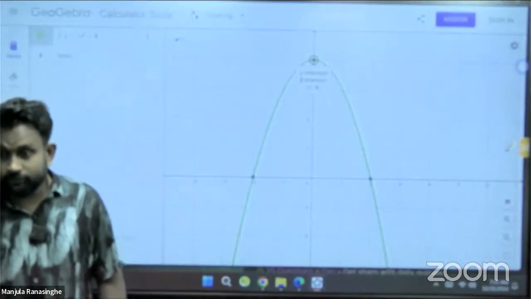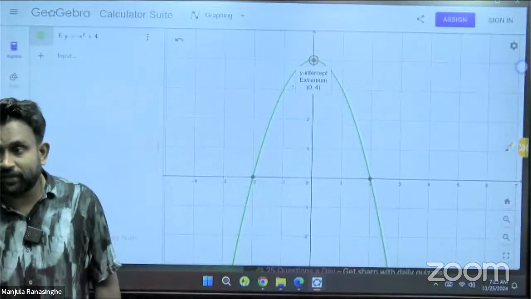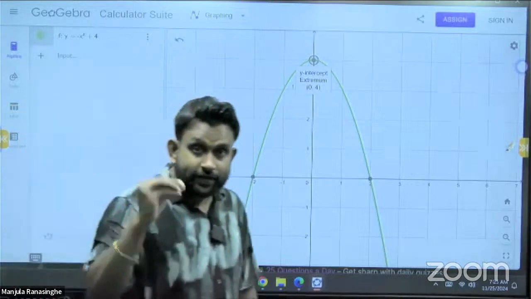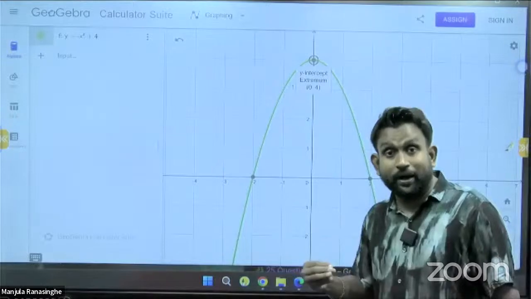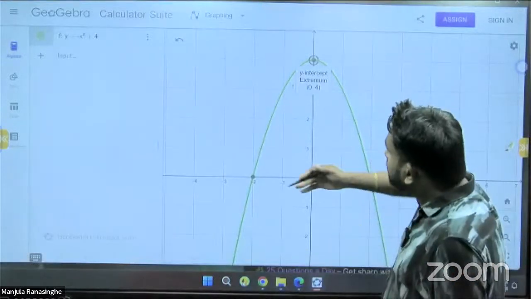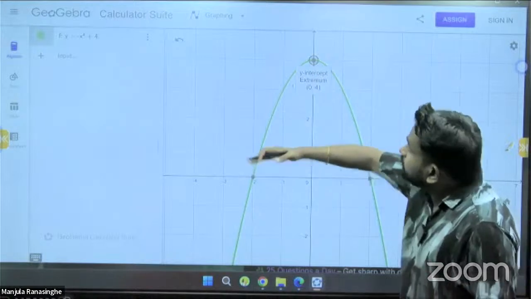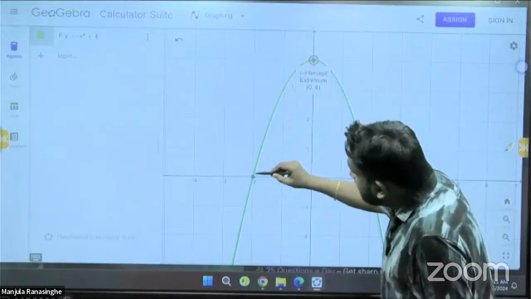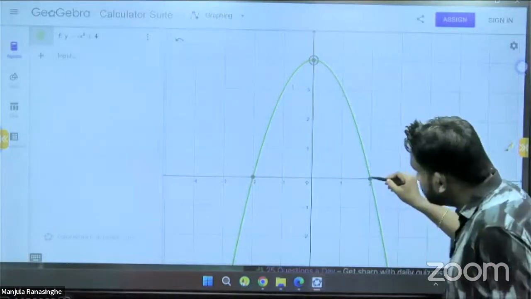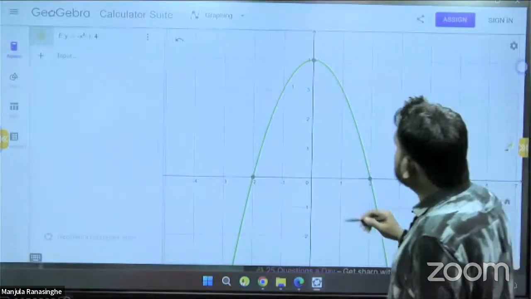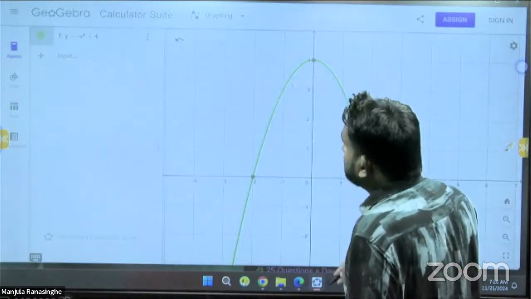Now the next question. Write the range of x where the function is positive. The function is the graph, which is the y. Right. So now the graph is positive means the part above the x-axis. Above the x-axis, this part. So from here to here the graph is positive. You can see here. Right.